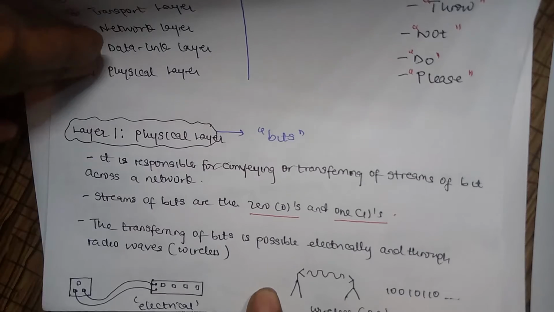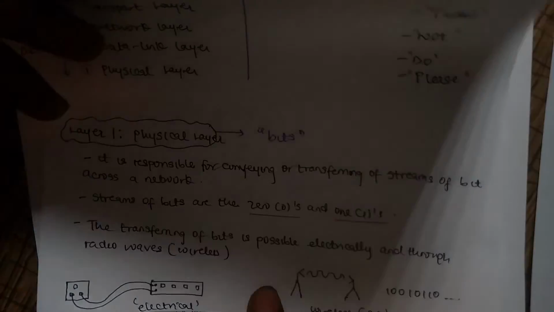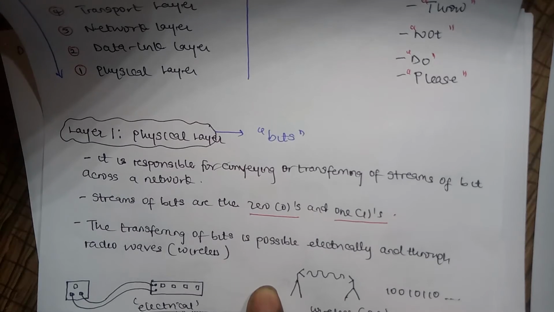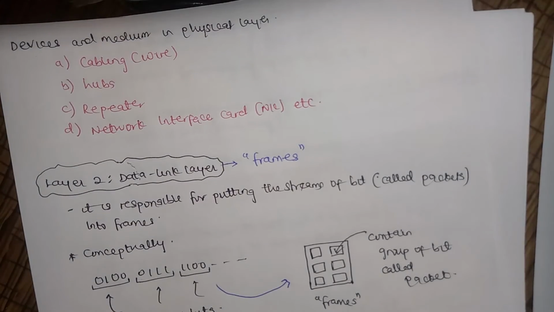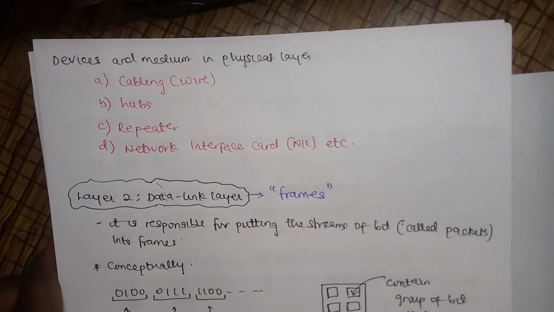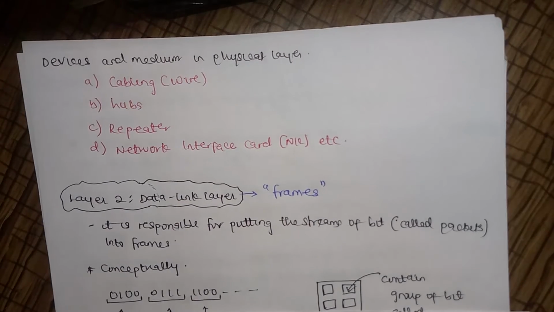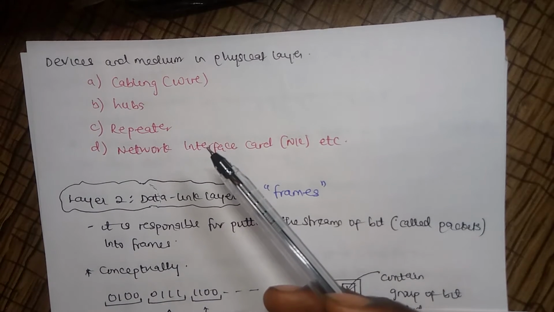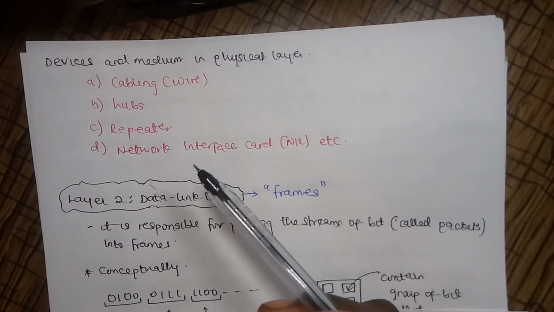So what I want you to understand about the physical layer is that the physical layer is responsible for what? The transferring of what? Zeros and ones. Right? So let's proceed. The device and medium in which the physical layer exists: a cable, a wire, is also physical layer, because if there is a problem, we go check the port. Okay, check the port if there's a problem with the port.